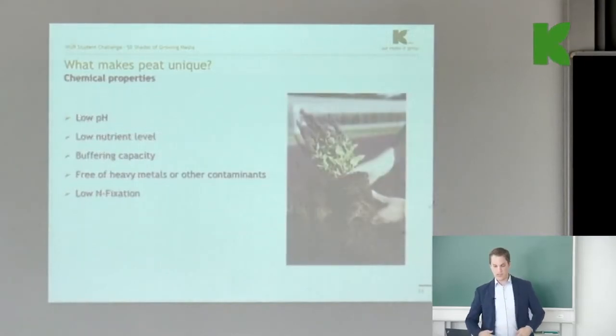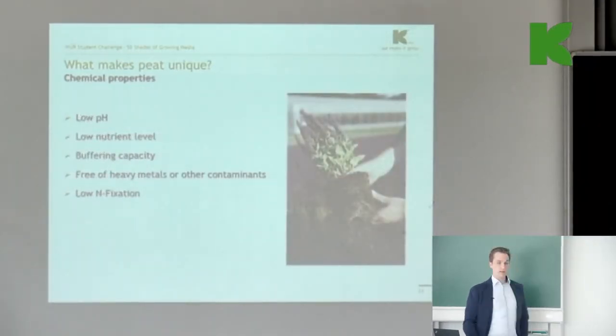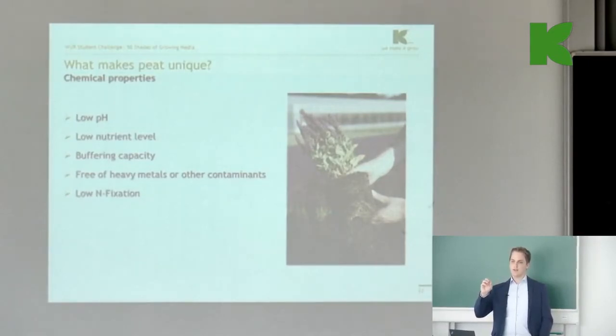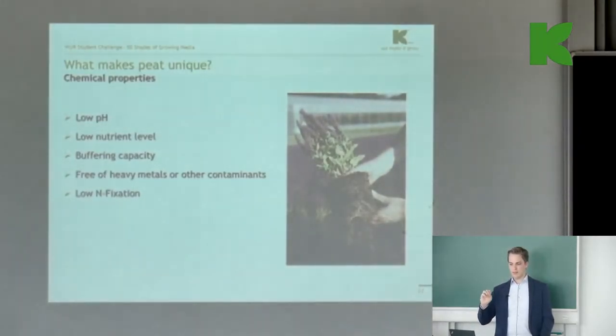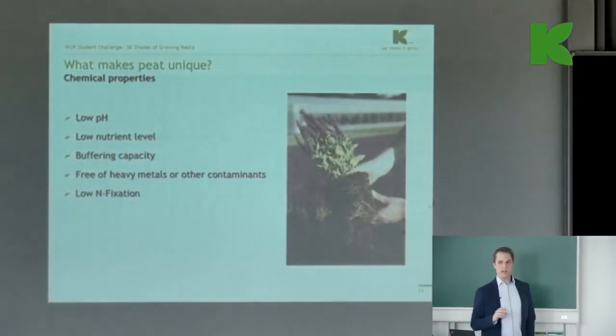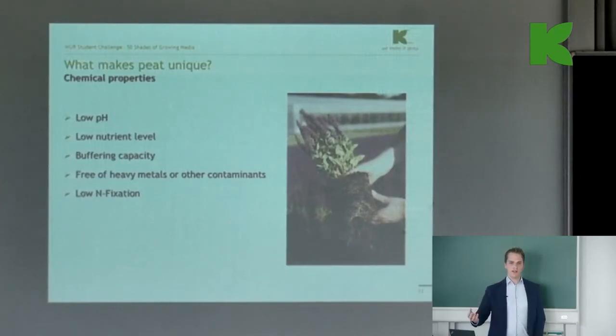Physical properties. Chemical properties. It has a natural low pH, around 3.5. And that's perfect for us because by adding limestone, we can adjust the pH for every purpose of growing very accurately. We can adjust every pH we want by adding lime. Same for nutrients. Peat is very, very low in any nutrients. So by adding fertilizer, we can adjust the perfect content of nutrients for every grower.